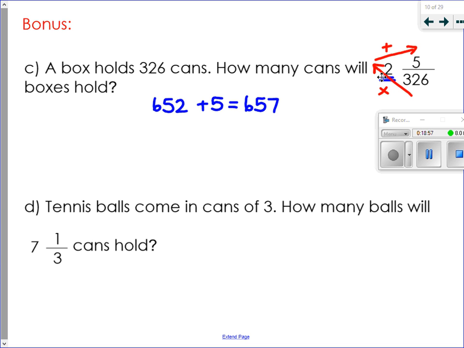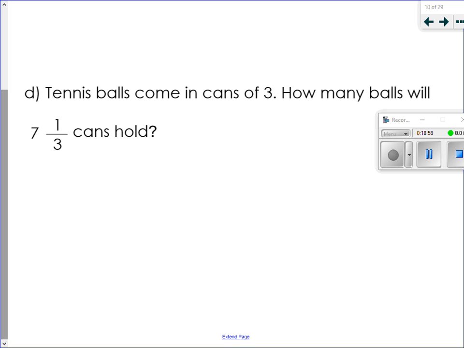Tennis balls come in cans of 3. How many balls would we have if we had 7 and 1/3 cans? Well, if we have 7 groups of 3, that's 21, plus 1 more, 22 altogether in 7 and 1/3 cans.